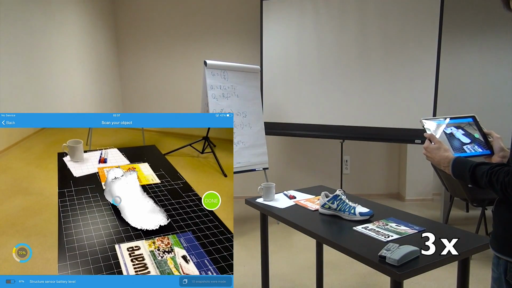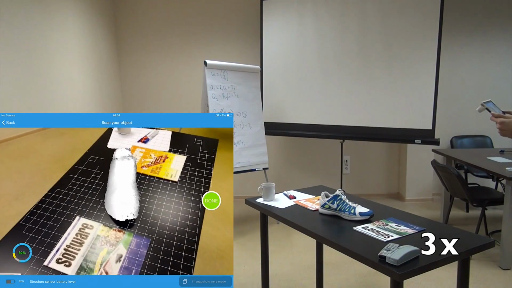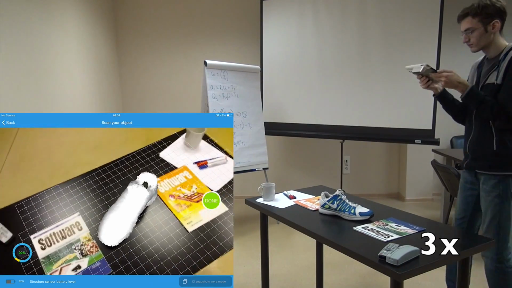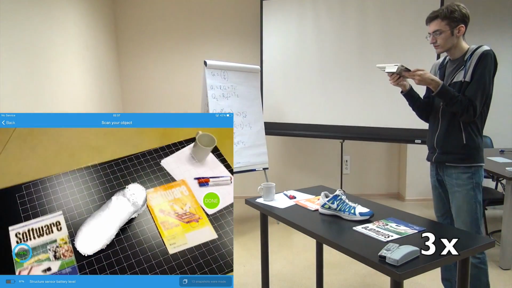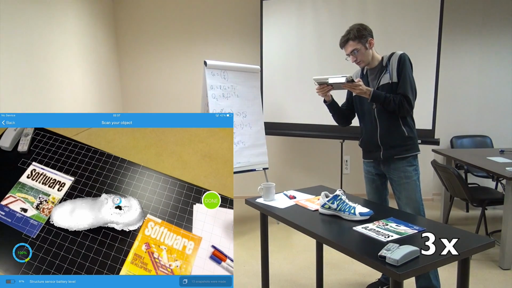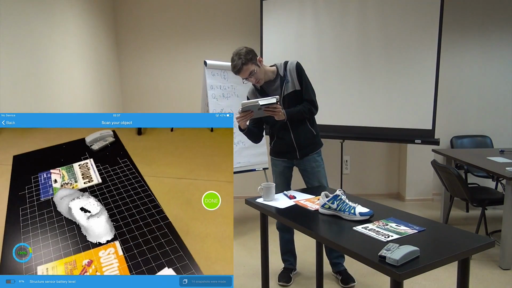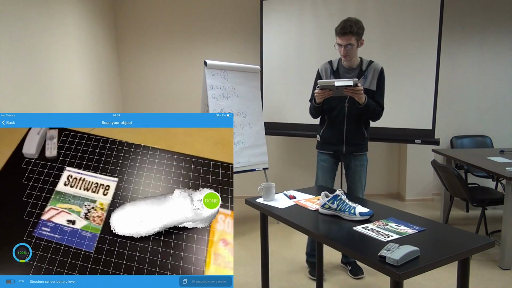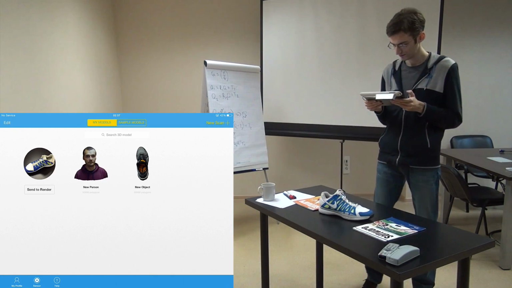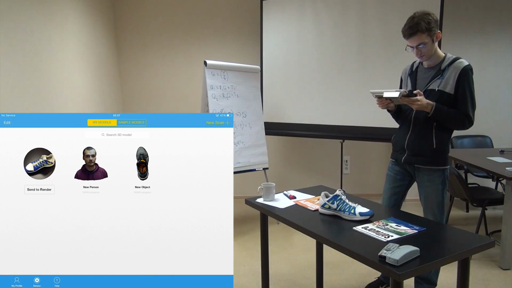Notice that I'm also making shots from different angles. For example, I want to make sure that the inside part of the shoe is captured well, so I make a few shots directly from the top. I press the Done button and then send to render for processing by cloud computing.